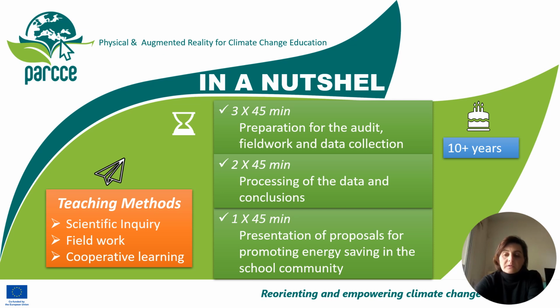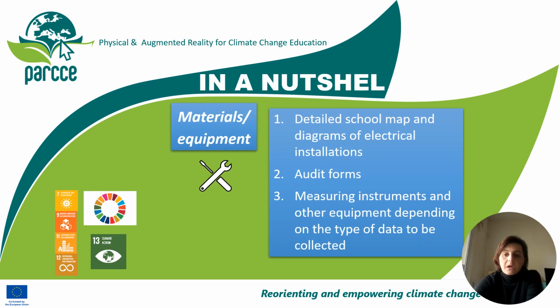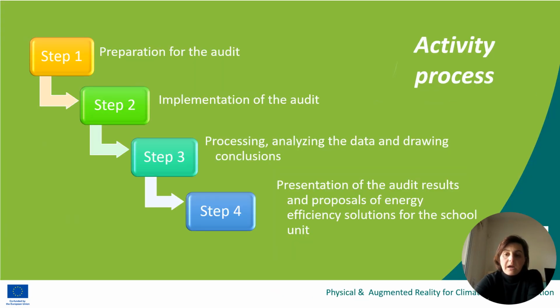In a nutshell, we propose a timeline of approximately 3 periods for the preparation for the audit, 2 periods for the fieldwork, and 1 period for the preparation of a presentation. But the timeline for each school unit can be adjusted according to the data they decide to collect. What is very important to have is a school map and, if possible, a diagram of the electrical installations. Of course, you will need the audit forms and any other measuring instruments depending on the type of data to be collected.